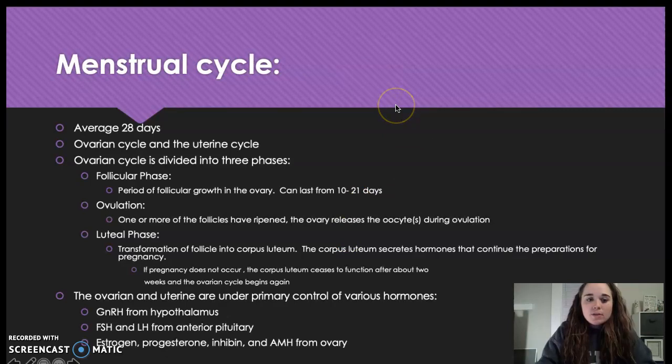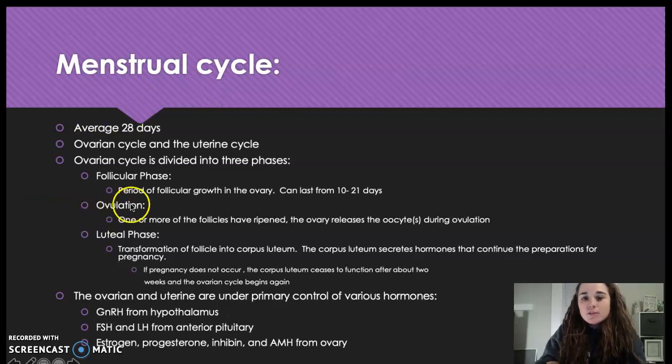So an example of a negative feedback loop, which as I said before was the menstrual cycle, and just a little bit of background information on that. The menstrual cycle happens about every 28 days, and it consists of the ovarian cycle and the uterine cycle. The ovarian cycle is divided into 3 phases, which include the follicular phase, ovulation, and the luteal phase.